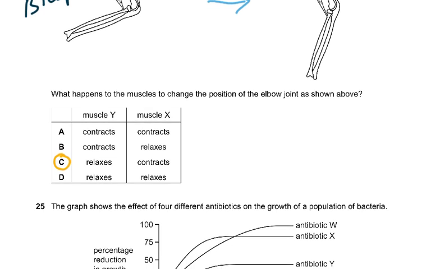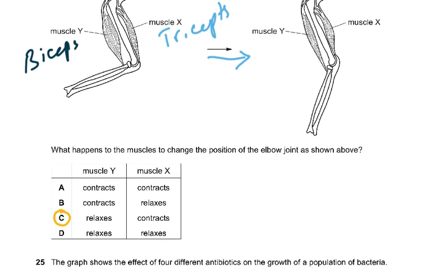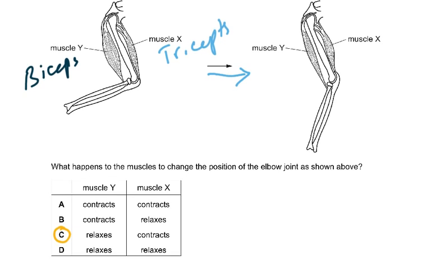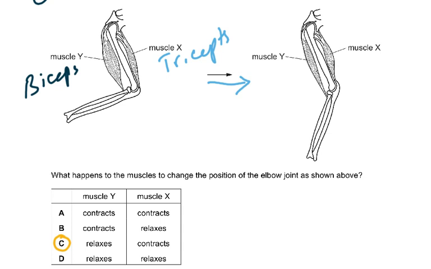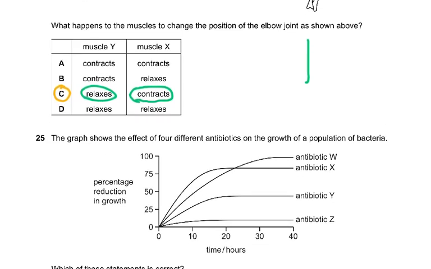And it says, what happens to the muscles to change the position of the elbow joint as shown above? So muscle Y, which is the biceps, has to relax. And muscle X, which is the triceps, will have to contract. So when you have bent your arm at the elbow and you're going to straighten it from a bent state, that's called flexion and extension. So now you're extending it. So muscle X, the triceps, will have to contract, and the other will have to relax. So that was the answer to that. Then coming on to question number 25.